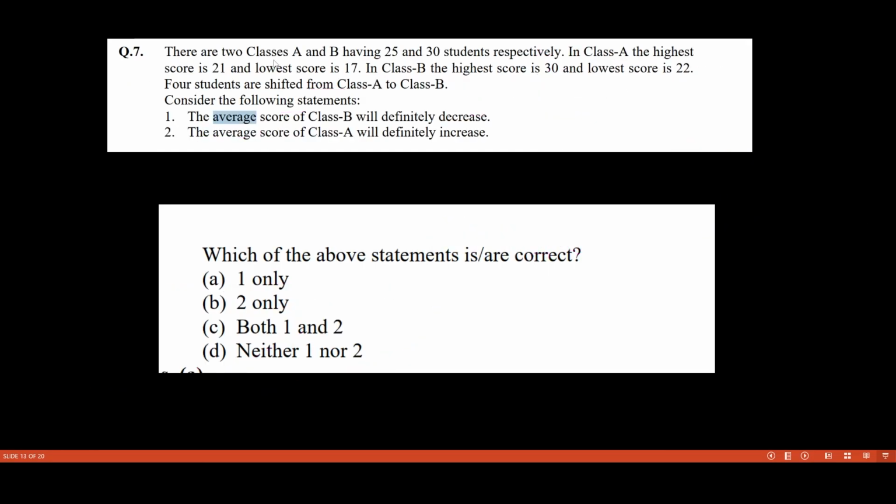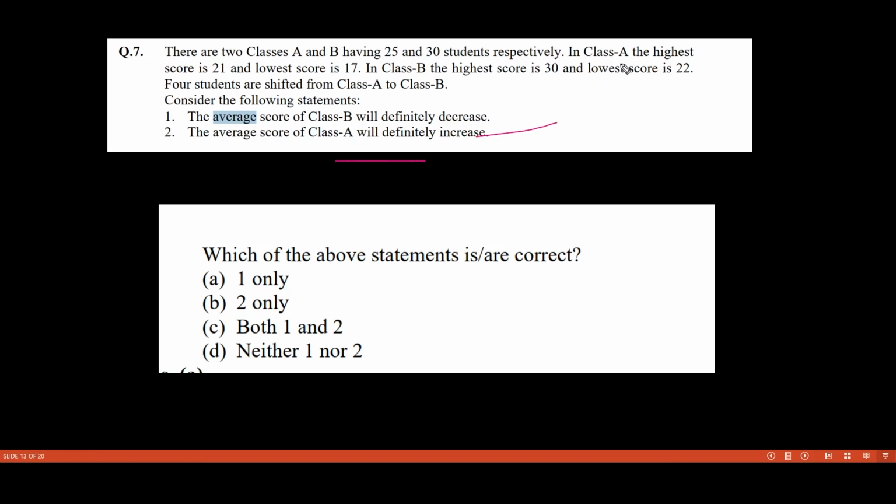Now see this question. There are two classes A and B having 25 and 30 students respectively. In class A, the highest score is 21 and the lowest score is 17. In class B, the highest score is 30 and the lowest score is 22. And 4 students are shifted from class A to class B. The average score of class B will definitely decrease and the average score of class A will definitely increase.